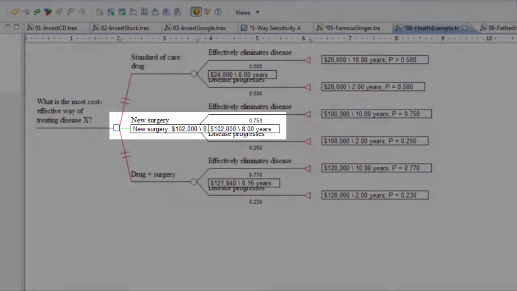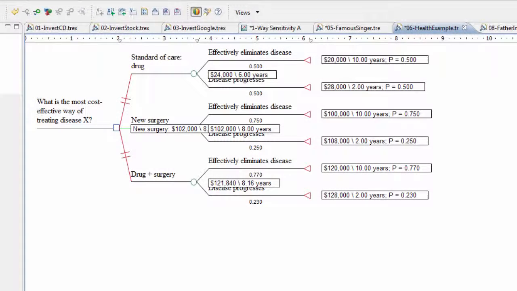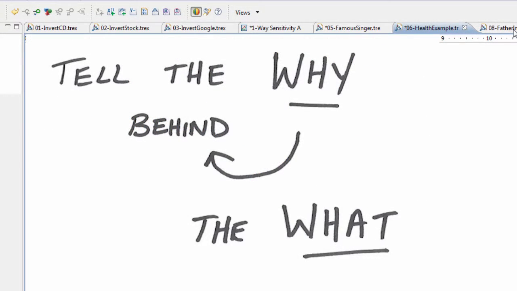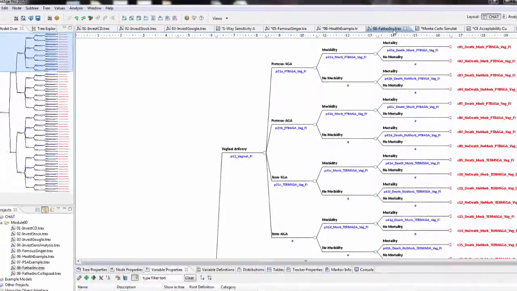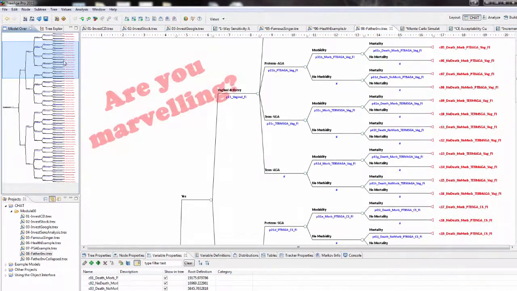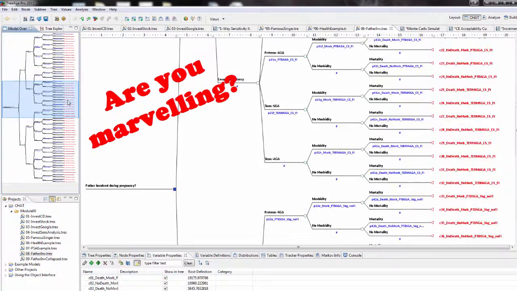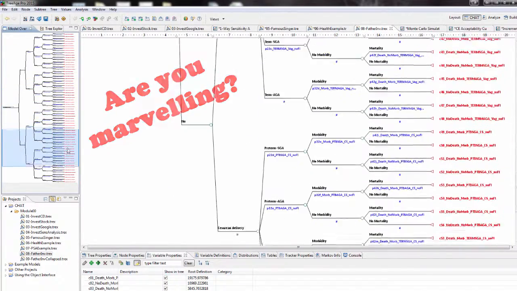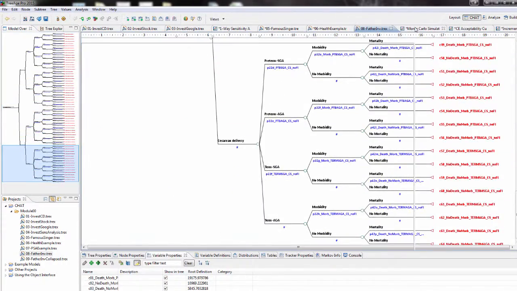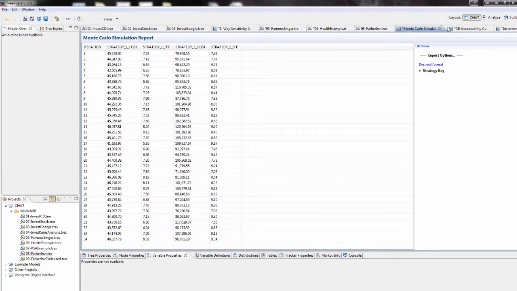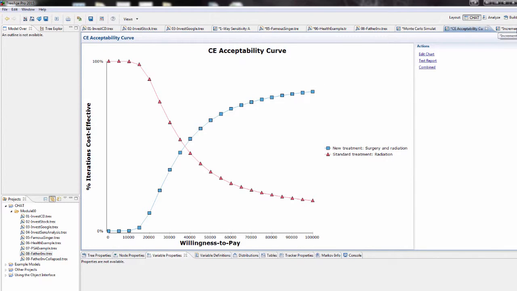Well, a rollback reveals that the new surgery, without incorporation of the drug, is the most cost-effective strategy. Very soon in this course, you will learn the why behind this decision. For now, just marvel at the possibilities decision analysis modeling and cost-effectiveness analysis have to offer. And I haven't even scratched the surface on the graphical and tabular tools we will dissect in detail.